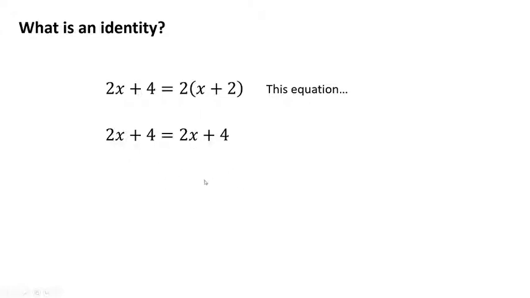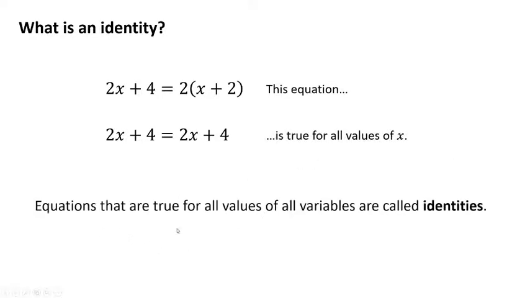We'll get 0 equals 0. Well, how often does 0 equal 0? The answer is all the time, no matter what the value is of x. And so this is true for all values of x. So equations that are true for all values of all variables are called identities.